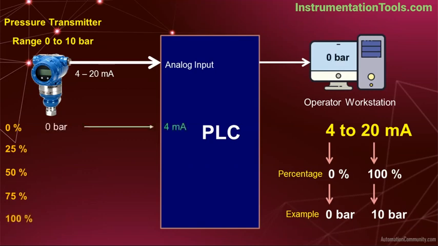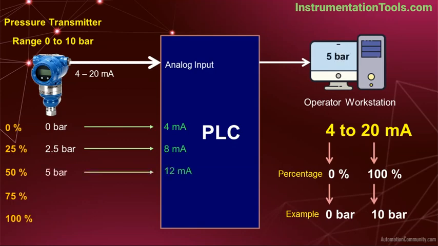If the process pressure is 0%, that is 0 bar, then the pressure transmitter sends 4 mA to the PLC, and it displays 0 bar pressure to the operator. If the process pressure is 25%, that is 2.5 bar, then the pressure transmitter sends 8 mA to the PLC, and it displays 2.5 bar pressure to the operator.